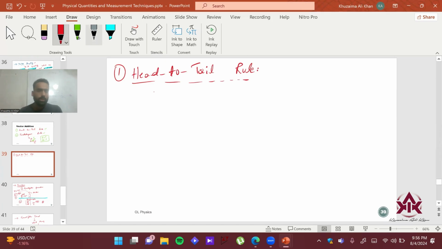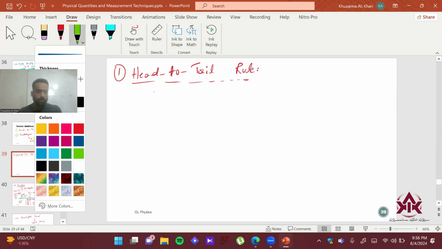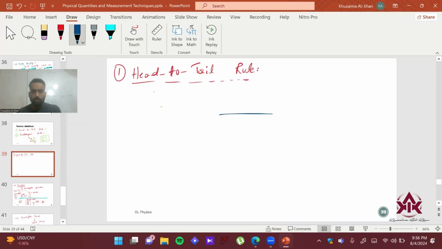So what is the head to tail rule? Imagine you have these two vectors. Let me draw the vectors. Let's keep it simple: we have right angle triangle vectors, 90 degrees over here. We have v1 and v2, and I give you a question. Hamza, find the resultant of these two vectors.